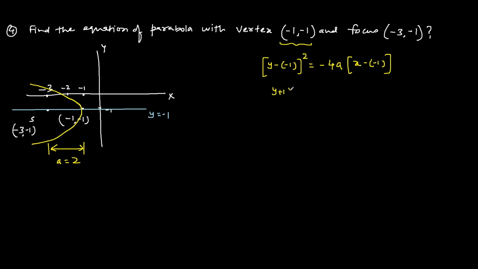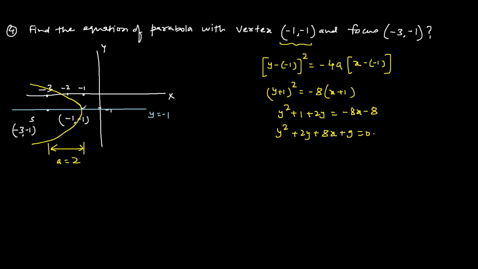So (y plus 1) square. a is 2, so 4a is 8, minus 8(x plus 1). So y square plus 1 plus 2y equal to -8x minus 8. So y square plus 2y plus 8x plus 9 equal to 0. This is the desired equation of parabola.